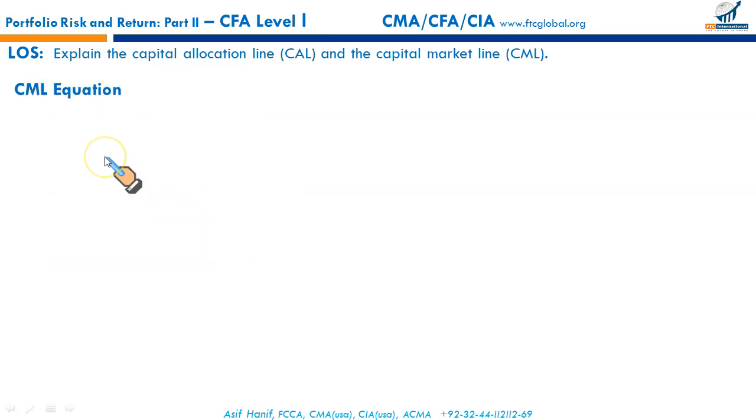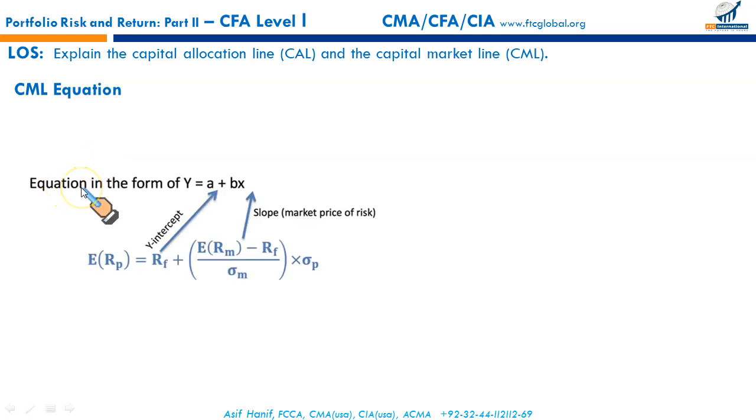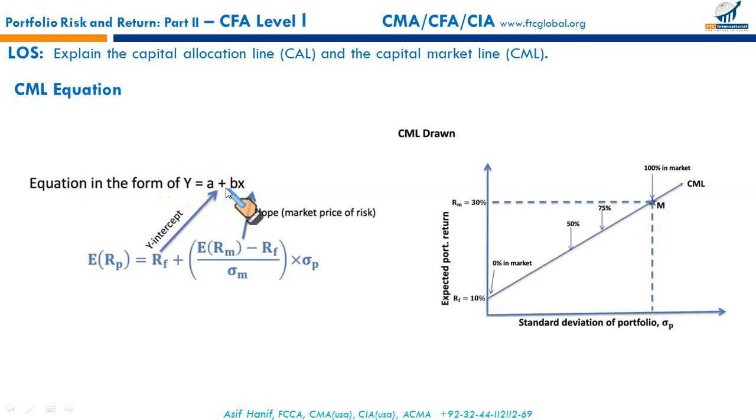Now let us draw the CML equation. This is the equation of a line, a linear equation, y is equal to a plus bx. Let us draw this now. Our a represents the y-intercept, which in this case is RF. On the x-axis, we have the standard deviation of the portfolio, so this represents your x. On the y-axis, we have the expected portfolio return. Fine. Now this is what we want to find out: the gradient of the CML line. For the gradient, you need to have 2 points.